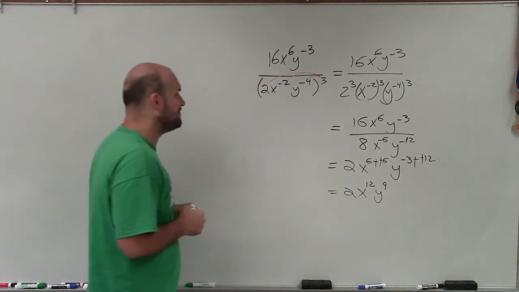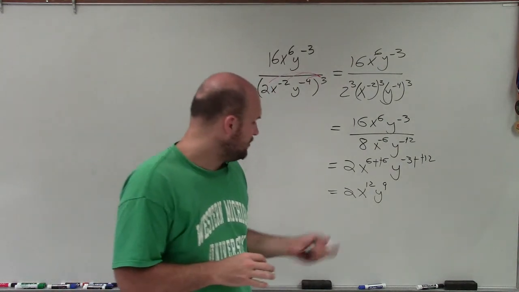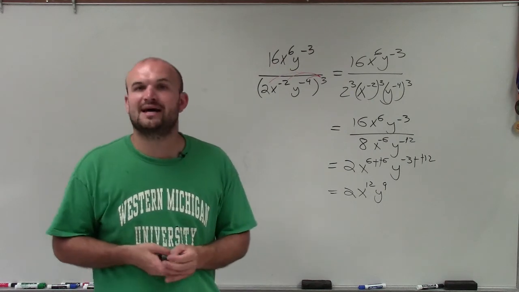So there you go, ladies and gentlemen. That is how you simplify using your rules of exponents, where we have 2 times x to the 12th y to the 9th. Thanks.